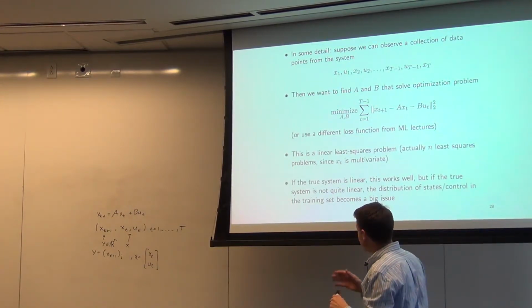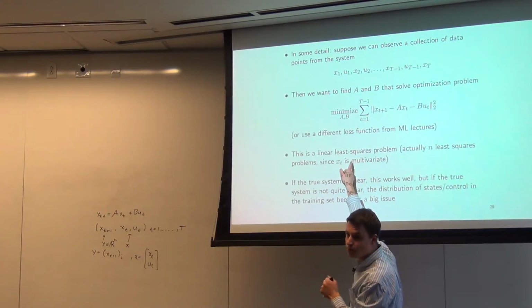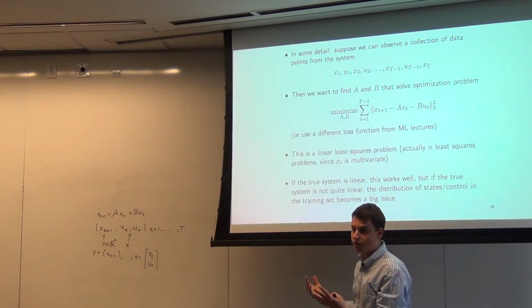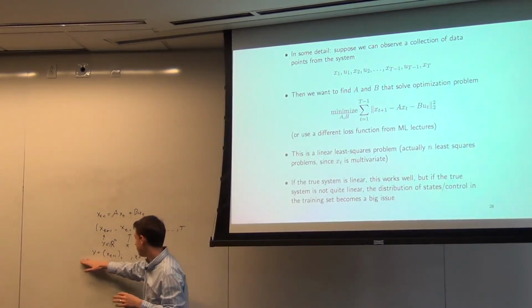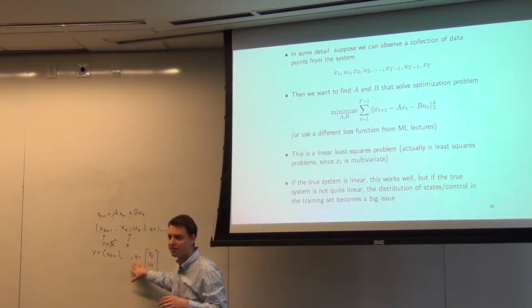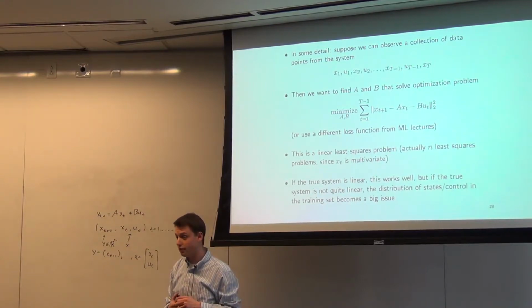And at least if we use the L2 loss, this is a linear least squares problem. We know exactly how to solve it. Basically, you form a big matrix of all these guys. You do phi transpose phi inverse, phi transpose y, and that will give you the solution. That will give you A and B.